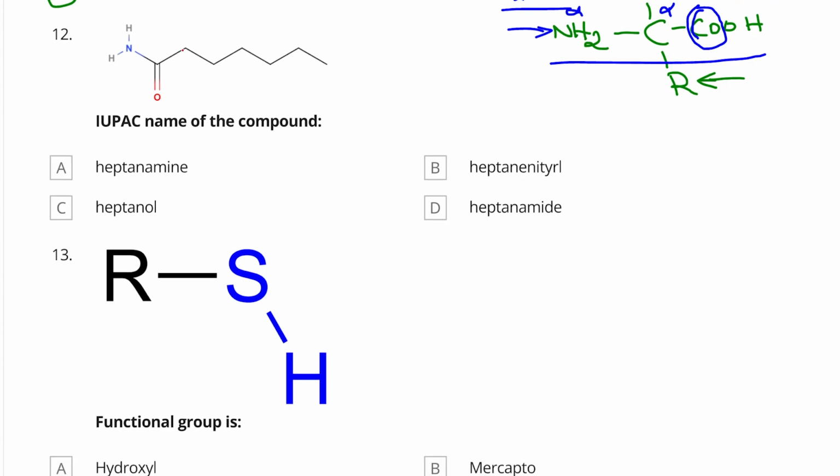So to give the IUPAC name, remember the formula. The formula also tells us what we should look for. We look for the suffix. We look for the superior group. And here, look, there is a carbonyl group. And if we have a carbonyl group containing an NH2 attached to the carbonyl carbon, it is an amide. And the parent chain is 1, 2, 3, 4, 5, 6, and 7. It is heptanamide. That's the name.